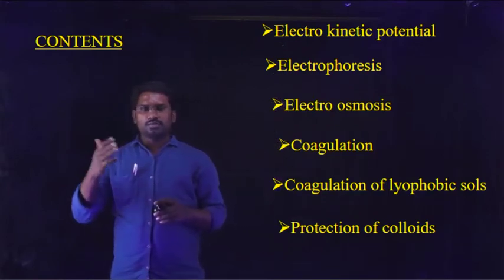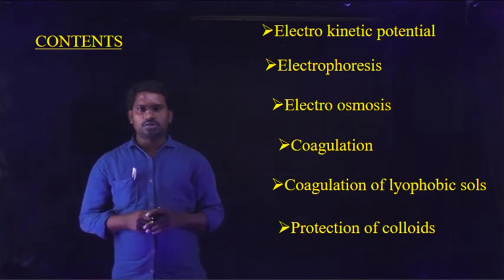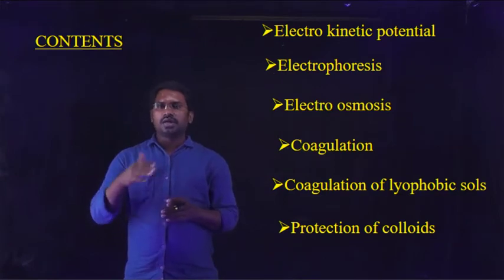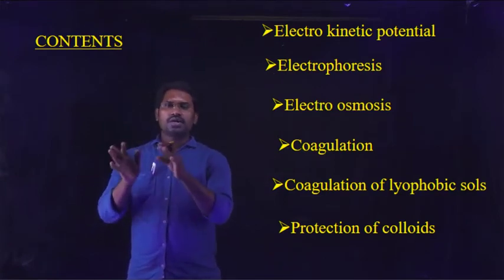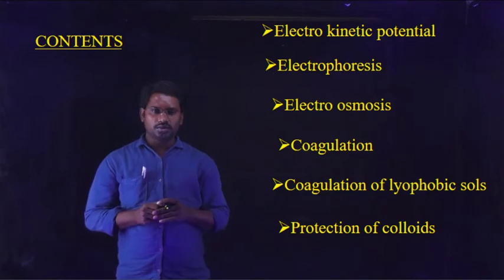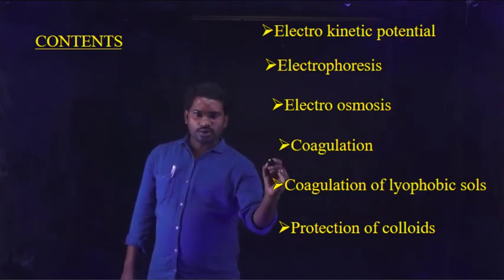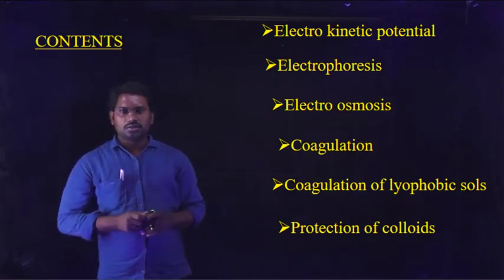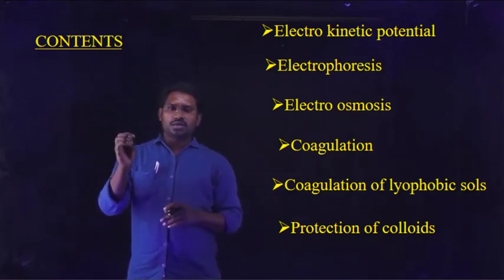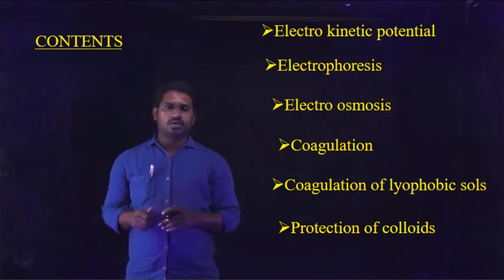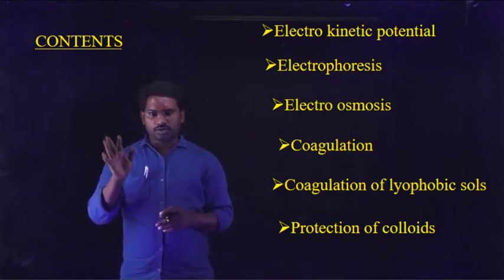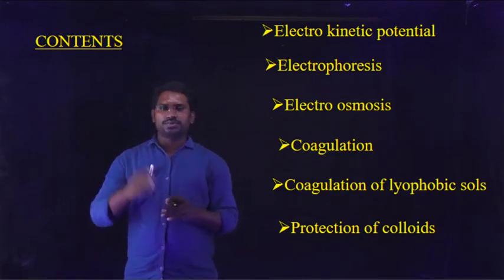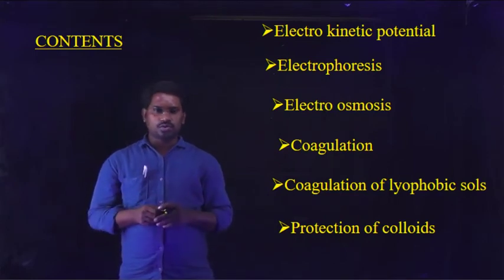It is another important property of colloidal solutions. Electroosmosis is the reverse of electrophoresis. It also gives information about the movement of the particles present in the given colloidal solution. And the next one is coagulation. Coagulation means how colloidal particles get precipitated with an electrolyte. The precipitation of colloidal particles by the addition of a small amount of electrolyte or any other substance, such a process is known as coagulation.